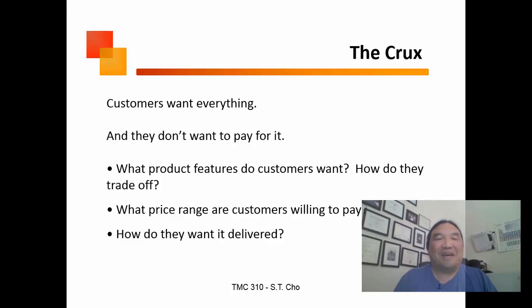This is the problem about customers. They want everything and they don't want to pay for it. So how do I figure out how much I can get them to pay? Not only that, how do I figure out what's really important versus what they say is important? For example, one of the most famous conjoint cases was the Marriott hotels. Marriott made their Courtyard hotel specifically for business travelers.